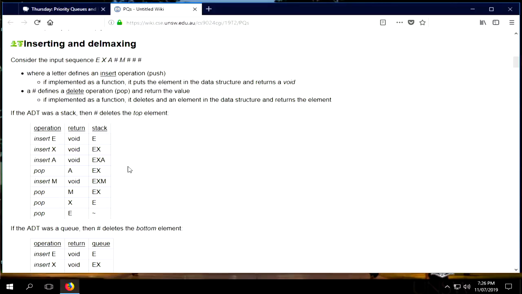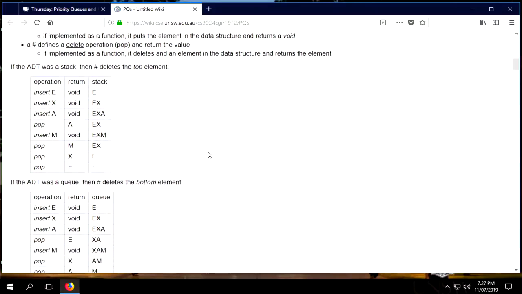And then we do a hash, which is a pop, and then we do another hash, which is another pop, and do another hash, which is another pop. So that's a shorthand notation up the top there: insert E, insert X, insert A, hash, a pop, insert M, pop, pop, pop. When we do a pop, we return the thing we've popped off, and we see we return the M, the X, and the A, in those last three pops. So EXAM went onto the stack, and they came back in the AMXE order, just because of the way we pushed and popped.